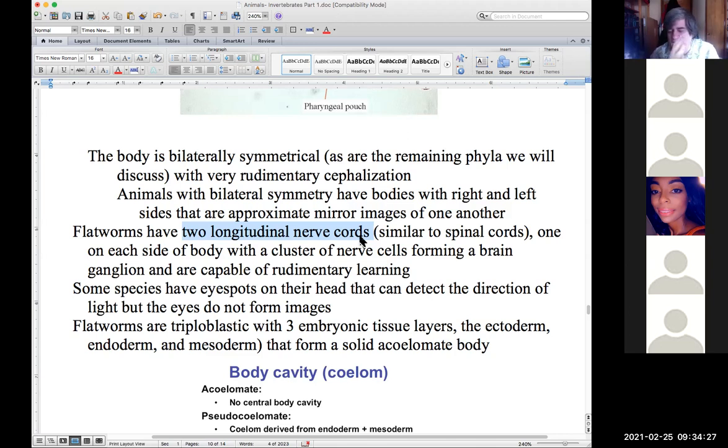Some species have eye spots on their head so they can detect the direction that light is coming from. The eyes don't form images. So, you know, if we were in class, we would be looking at planaria under the microscope, and sometimes people get creeped out. They feel like they're looking at them. They're not looking at you. They can't see you, but they can detect light, and they don't like light. So they usually move away from light. So they can tell the direction light is coming from. They can't really see anything.